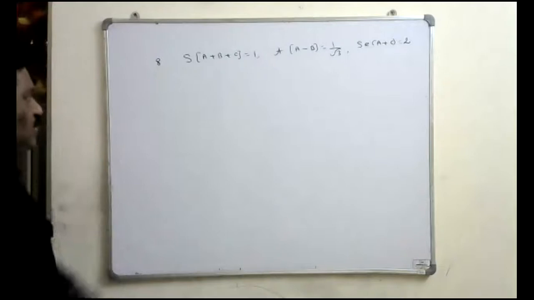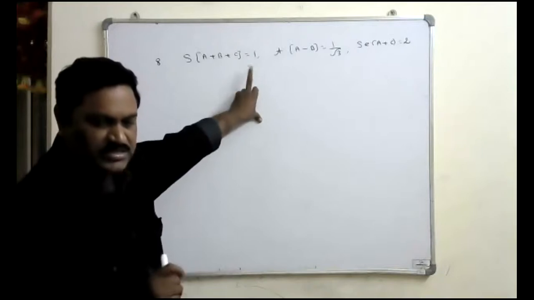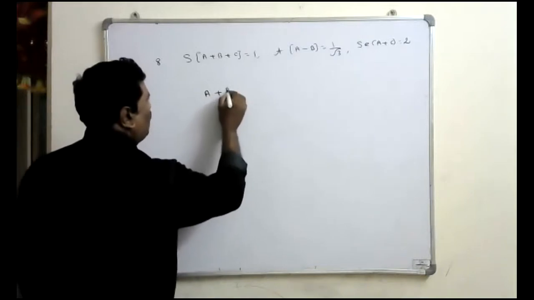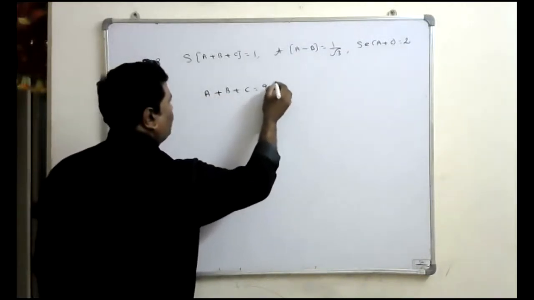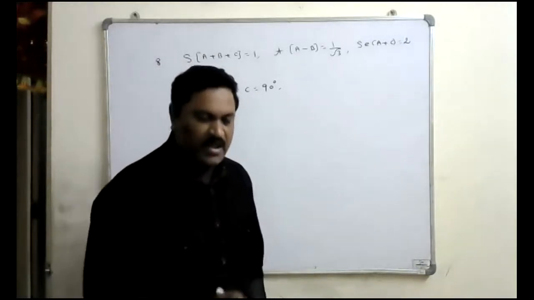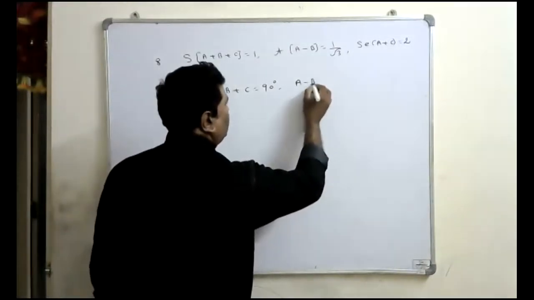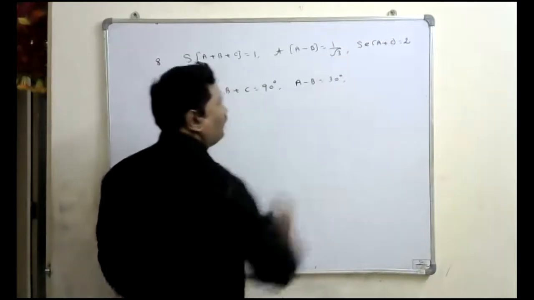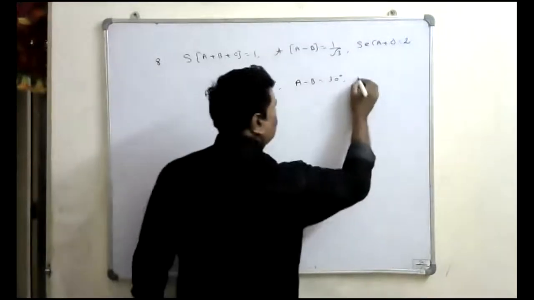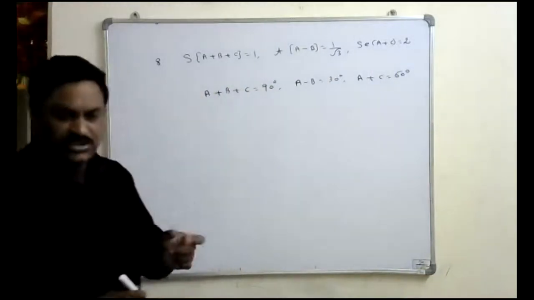Sine of a plus b plus c is given as 1. Tell me for what angle sine gives 1? 90 degrees. Means a plus b plus c is equal to 90 degrees. This is one relation. Tan of a minus b is equal to 1 by root 3. For what angle does tan give 1 by root 3? 30 degrees. Means a minus b is equal to 30 degrees. And for what angle does secant give 2? 60 degrees. So a plus c is equal to 60 degrees. This is the relation that was given.